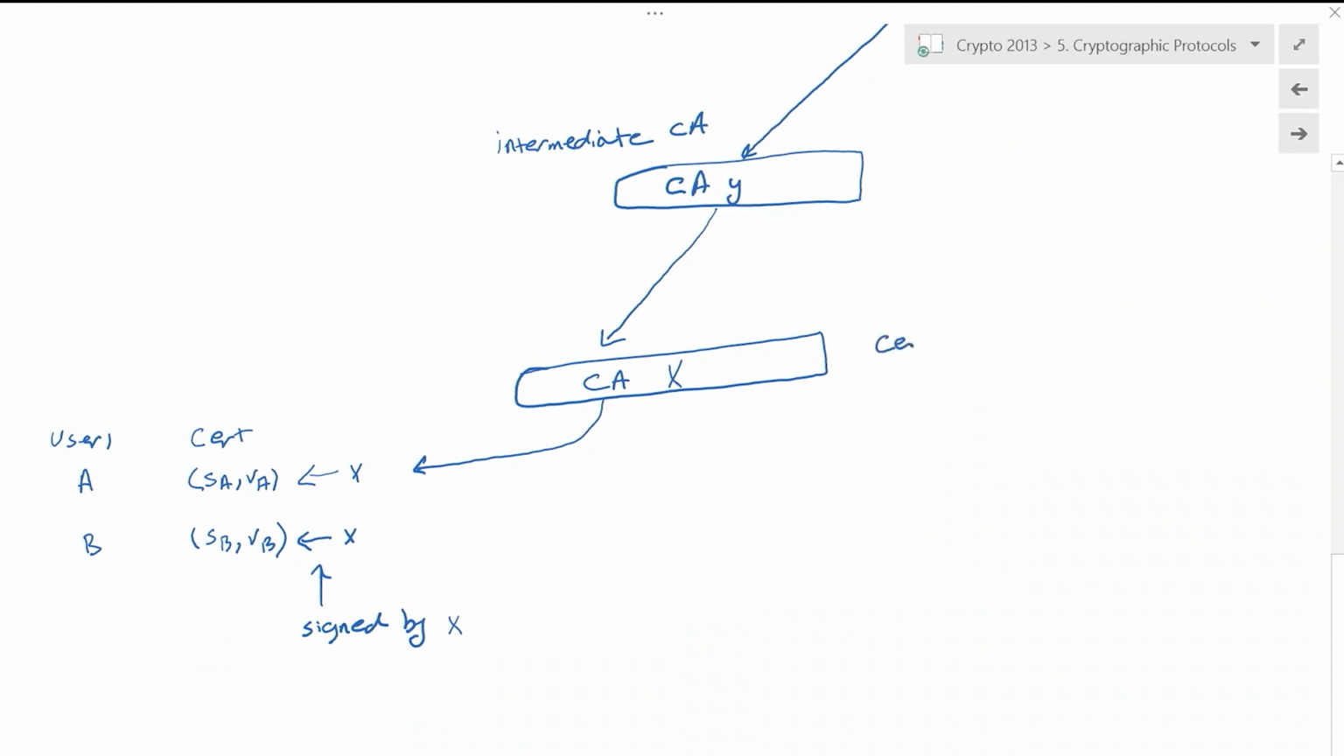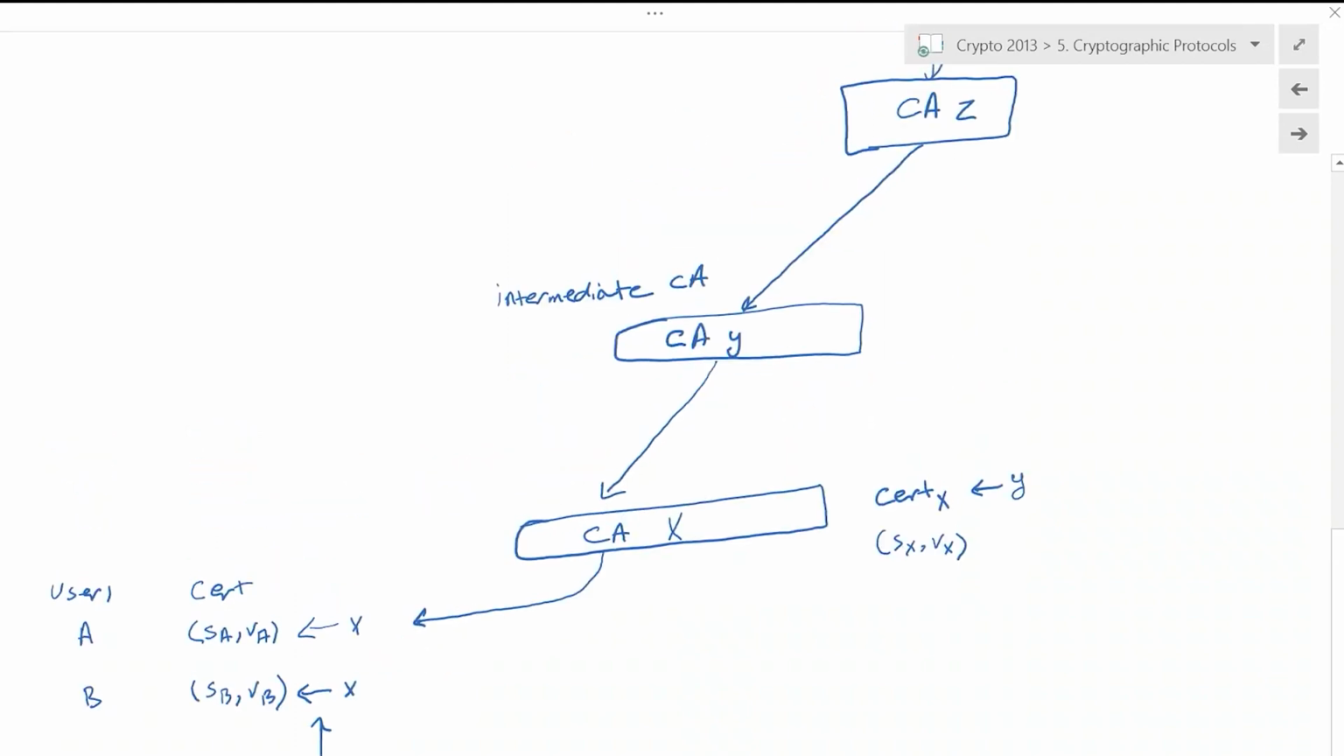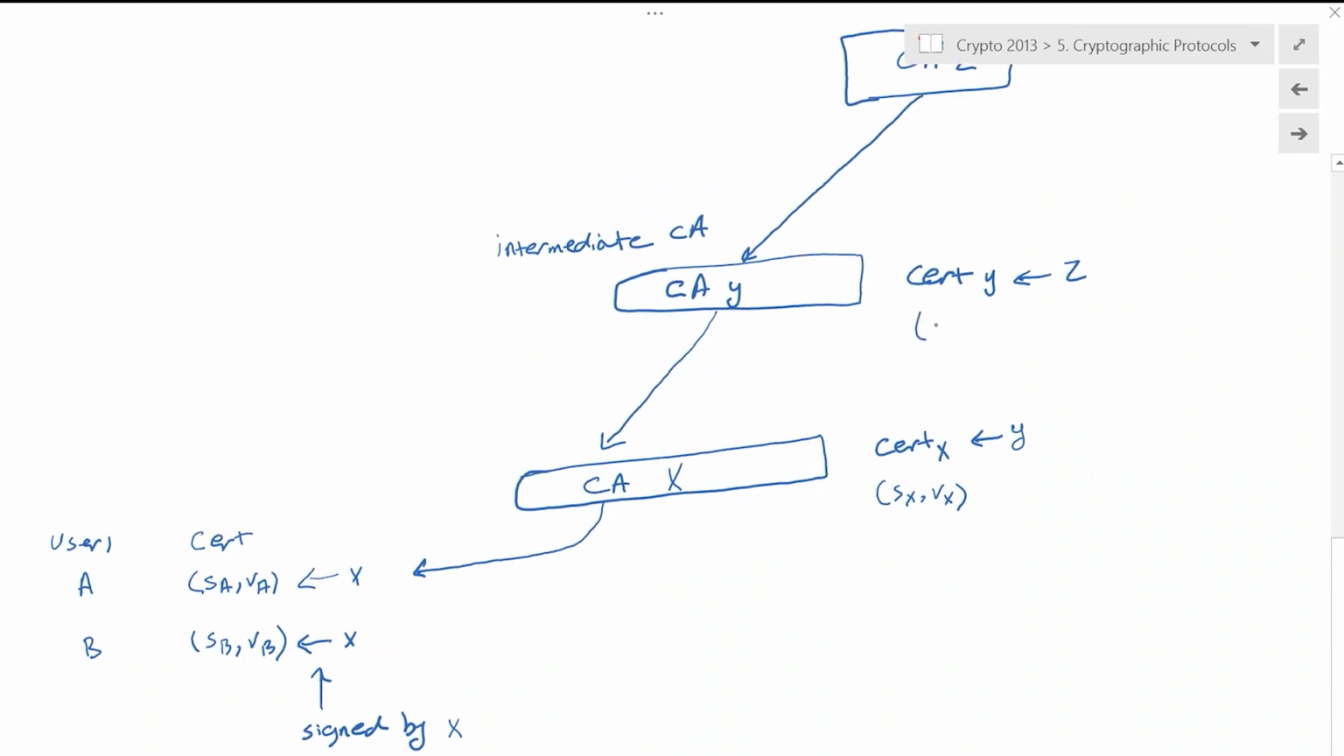X has a certificate itself. Let's call that one certificate of X, which is signed by certificate of Y. So this guy has S of X and verification key of X. But this certificate was generated by entity Y. So if you look into the entity Y, this guy also got a certificate called Y, which has been signed by somebody called Z on the top of this tree. And therefore, this guy has certificate of Y, signing key of Y, and also verification key of Y.